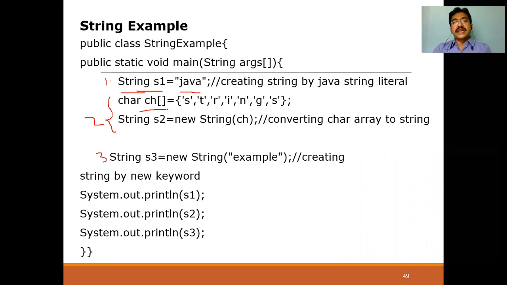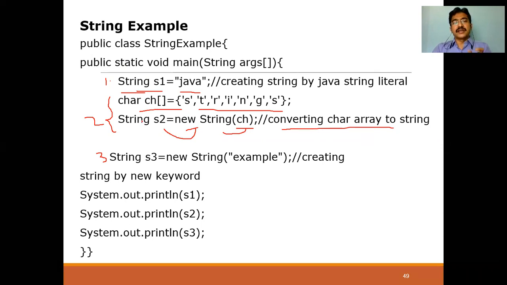The second way is we create an array of character type and initialize the characters. For this ch array, as a parameter, we pass it to the string constructor, and with the help of the new operator we create an S2 object. This means converting a character array to a string. These two steps belong to creating string objects using the new operator. We initialize a sequence of characters in an array, then pass that array as a parameter to the string constructor. With the help of the new operator, we create the object S2.